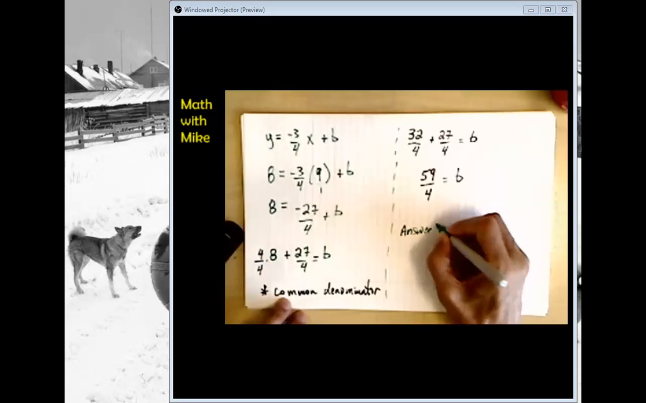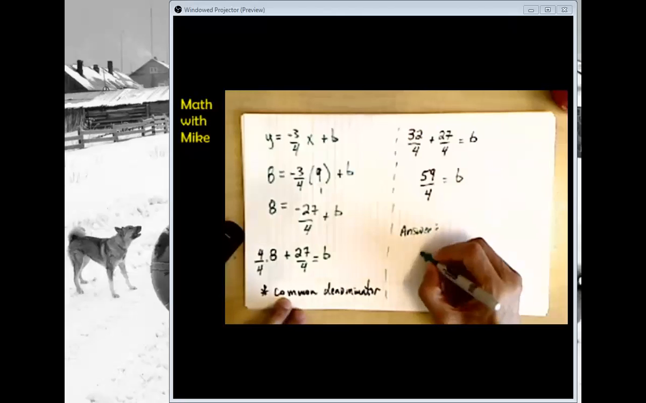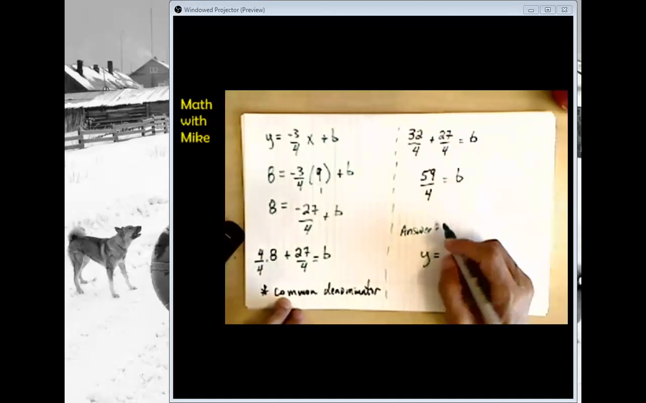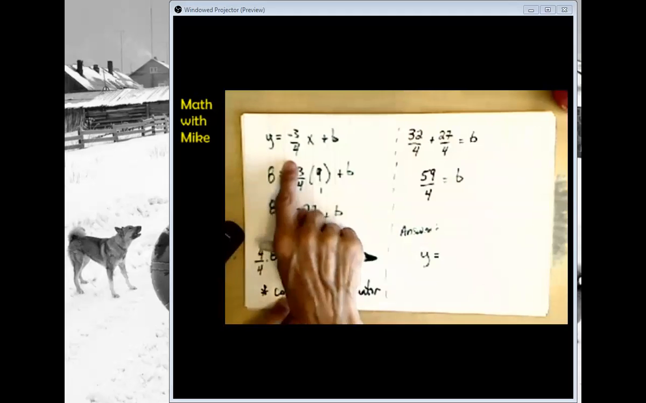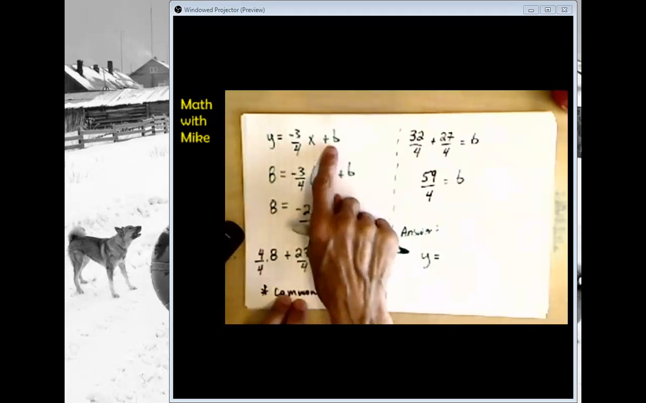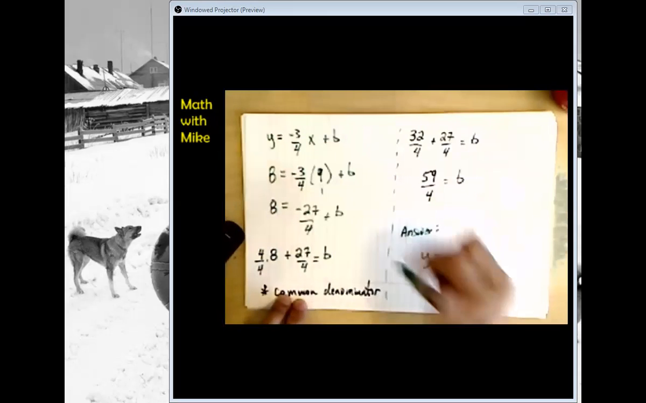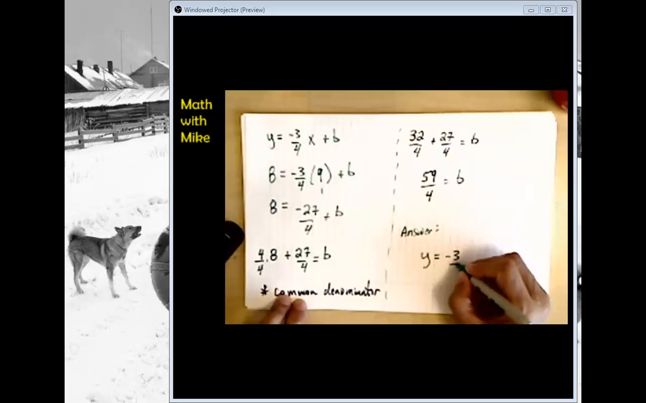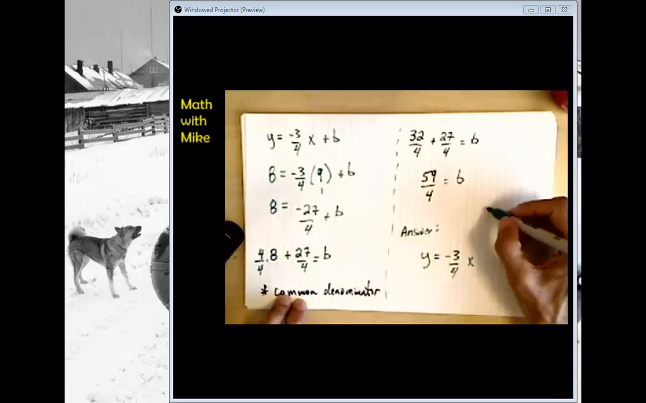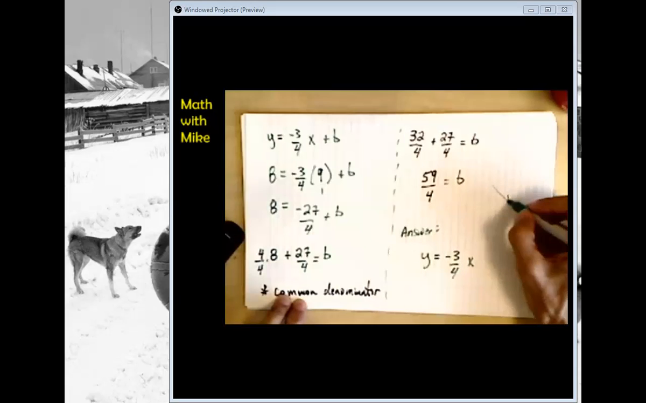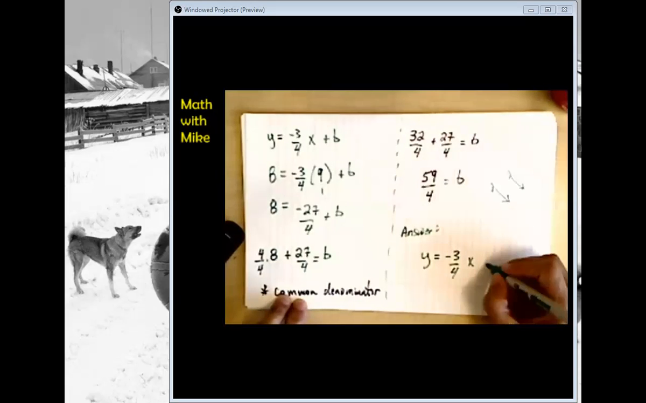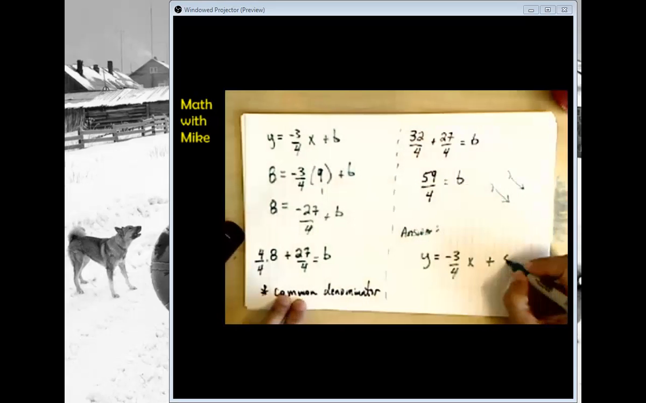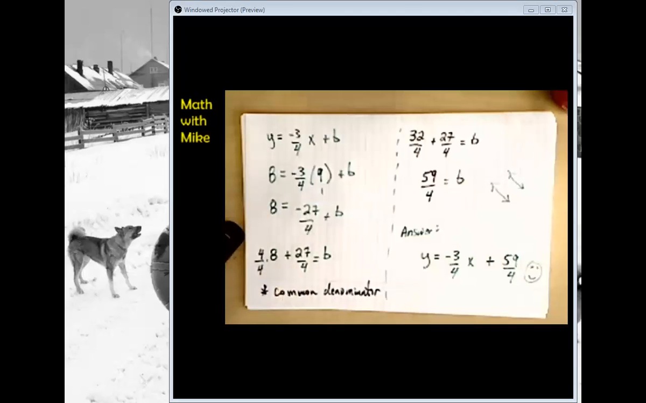Since we have B, our final answer is going to look like y is equal to, remember we had minus 3 over 4 way back there, and we needed B. Okay, so we got our B. There it is. So we have minus 3 over 4x. So that goes in the same direction. And then plus 59 over 4. Okay, this answer now is in slope-intercept form.